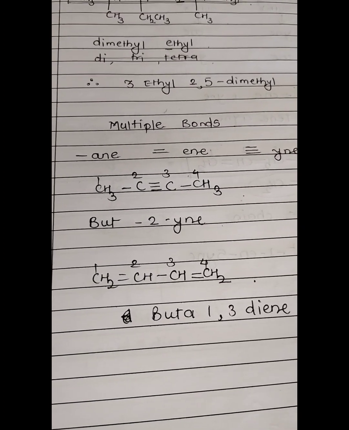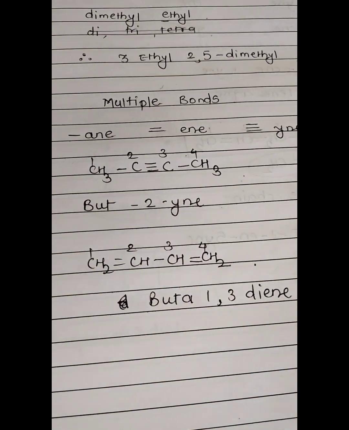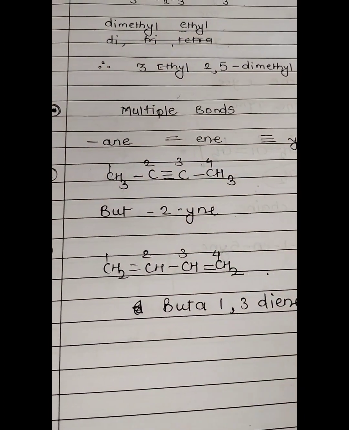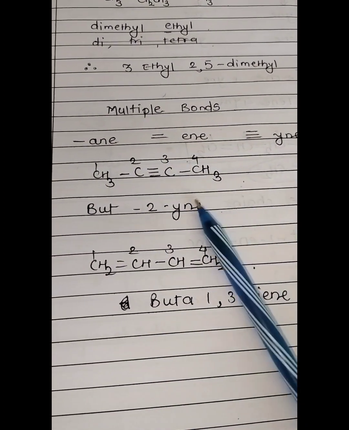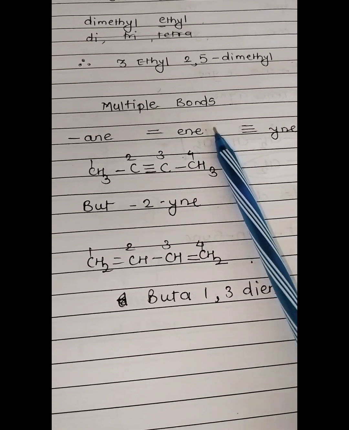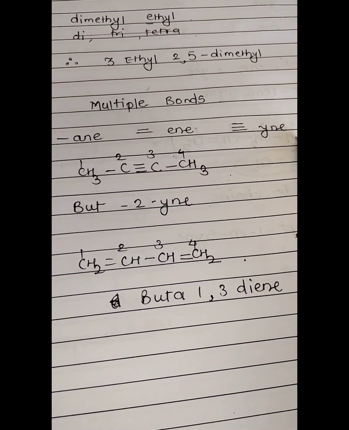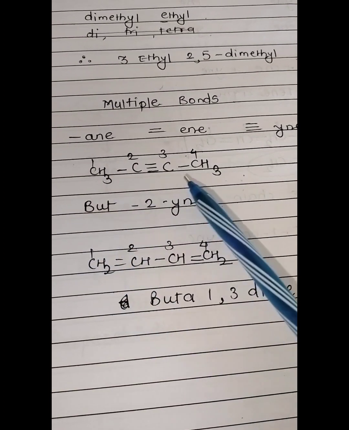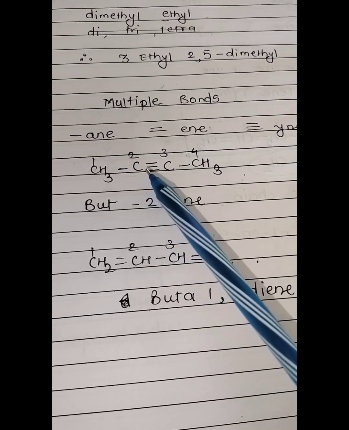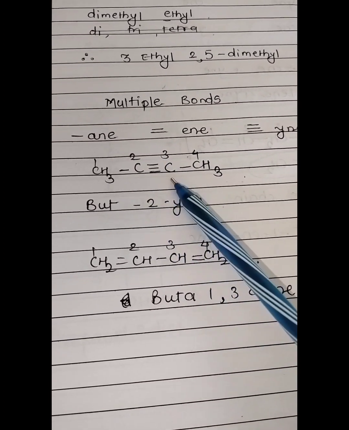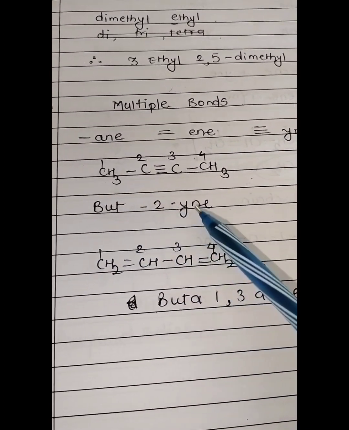If the compound contains multiple bonds, we know that for a carbon-carbon single bond we use -ane, for a carbon-carbon double bond we use -ene, and for a carbon-carbon triple bond we use -yne. For example, CH3-C≡C-CH3. In this compound a triple bond is present, so we use -yne. There are 4 carbons, 1 2 3 4, so but. The triple bond is present at the second carbon, so we write 2-yne. So the name of the compound is but-2-yne.